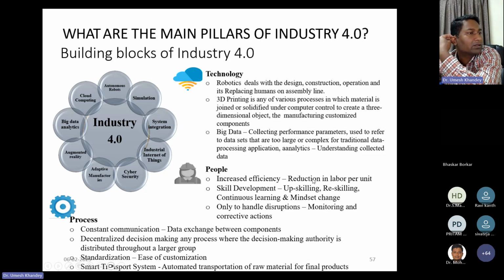Next, constant communication through the process, data exchange between components, and decentralized decision making, which is any process where the decision making authority is distributed throughout a large group. Then standardization and ease of customization. These are some of the benefits in terms of processes, people, and technology, which are going to help your product that you supply to the end user. So here are the technological, people, and process benefits due to the application of Industry 4.0.